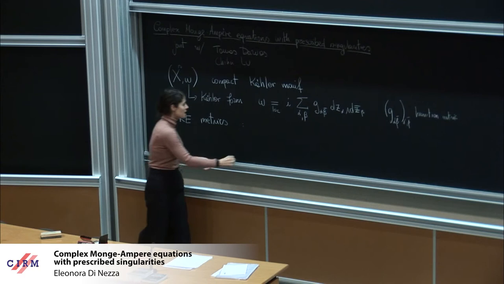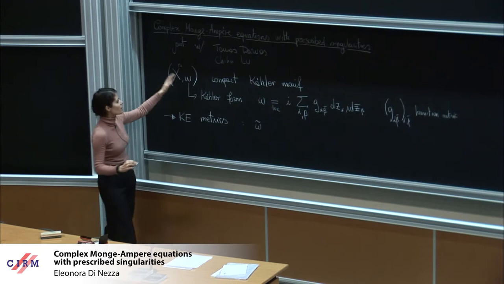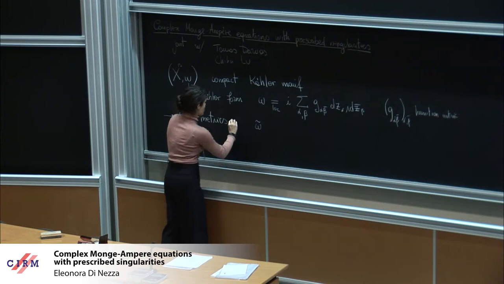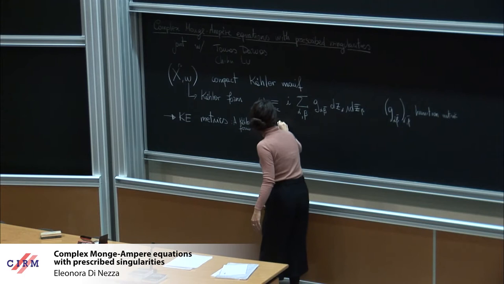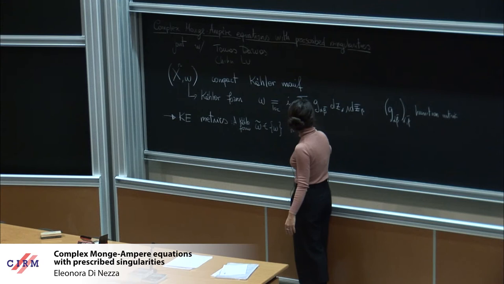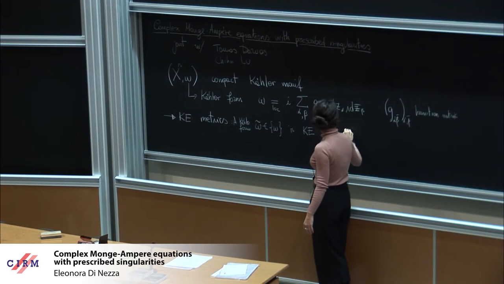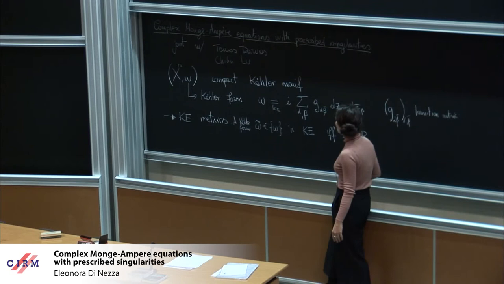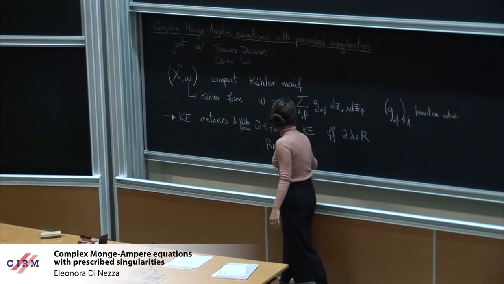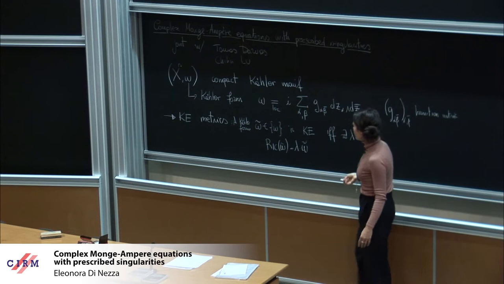Well, we are gonna say that a Kähler form, let me call it omega tilde, another one from the one that I picked at the beginning, in the same cohomology class of omega, is Kähler-Einstein, KE for short, if and only if there exists a lambda, a real number, such that the Ricci form of omega tilde is a multiple of the metric we start with. And this is our Kähler-Einstein equation. This is, I don't know, the tenth time we saw that.